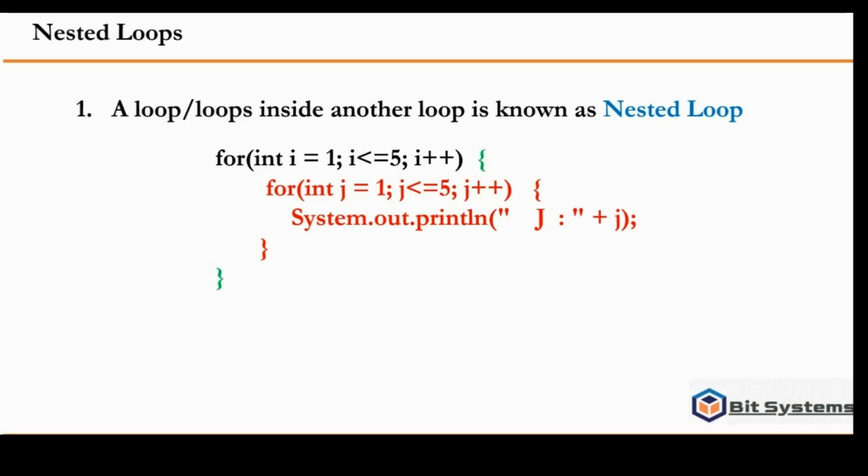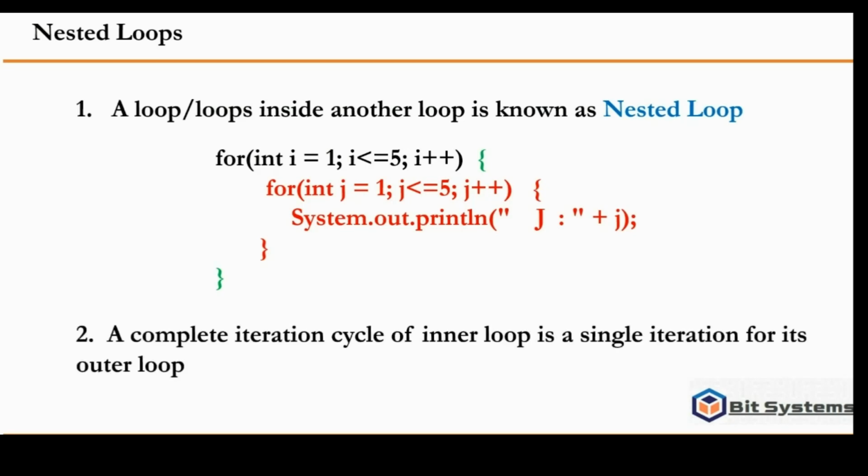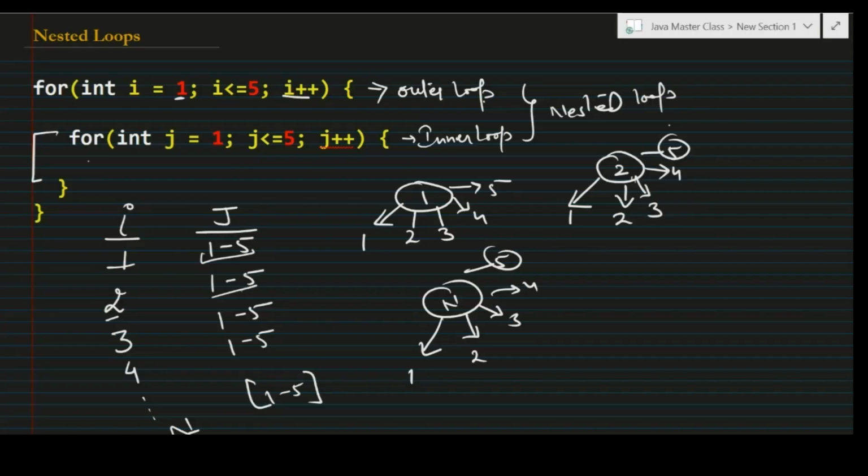So what does it mean? It means a complete iteration cycle of the inner loop is a single iteration for its outer loop. That means the complete iteration cycle of this loop is a single iteration for its outer loop.